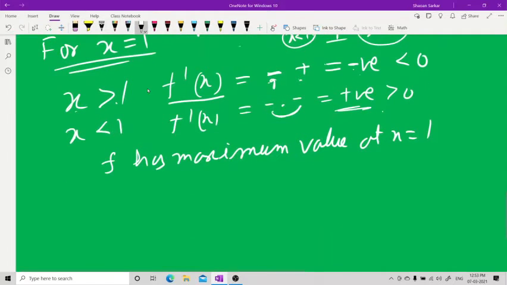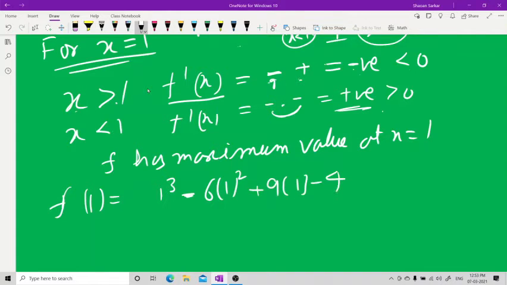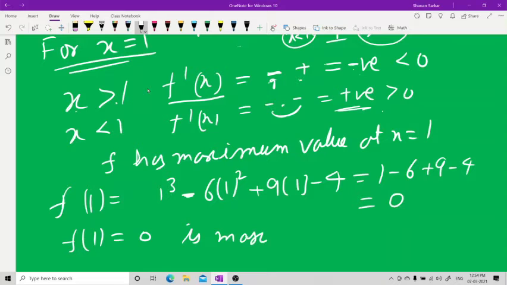Let us find the value of f at 1. f1 is nothing but 1 cube minus 6 times 1 square plus 9 into 1 minus 4, and this is equal to 1 minus 6 plus 9 minus 4, which is 11 minus 10, and this is equal to 0. This is the maximum value. f1 equal to 0 is the maximum value. इसका तो फंक्शन नेगेटिव ही फंक्शन है बेसिकली. मैक्सिमम वैल्यू, उसके सारे वैल्यूज लेस देन 0 है.